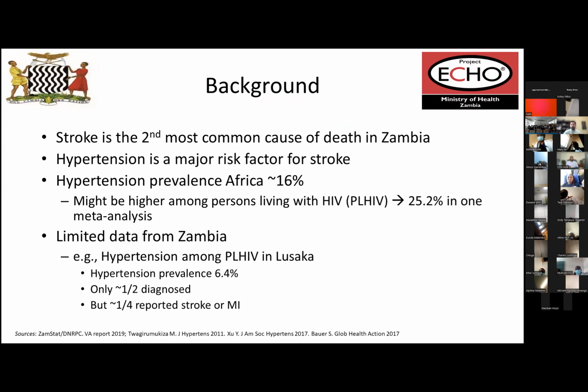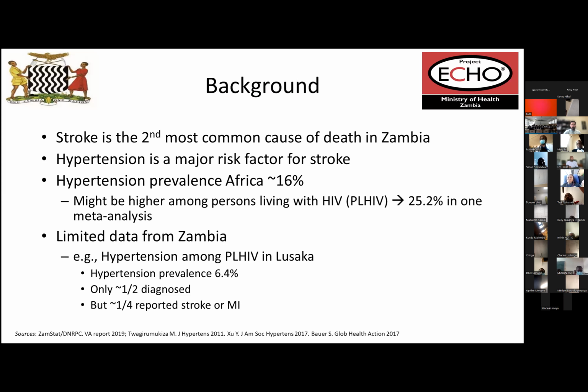Basically, we know that stroke is the second most common cause of death in Zambia. And hypertension is a major risk for stroke. It's estimated that probably in Africa, the prevalence of hypertension is around 16%, might be higher, especially in people living with HIV, and we have documented up to 25% in one of the meta-analyses. Obviously, in Zambia, there's limited data, and we are not sure of the prevalence among people living with HIV.